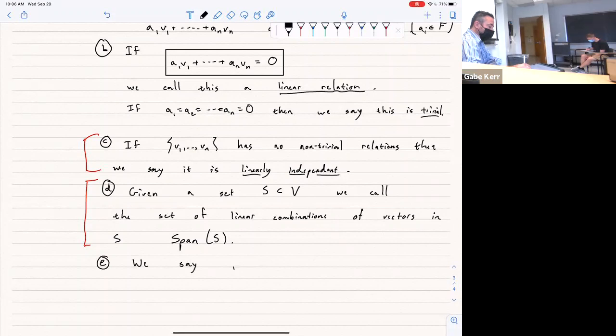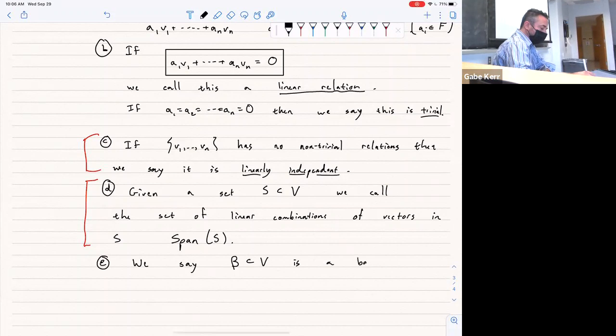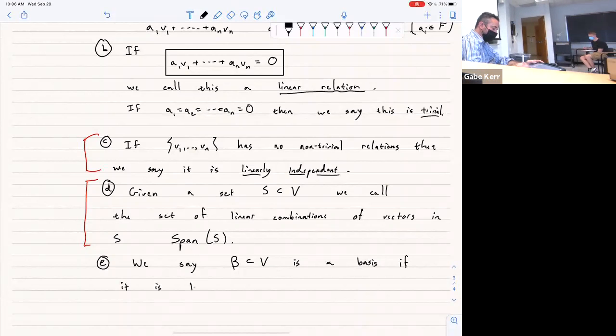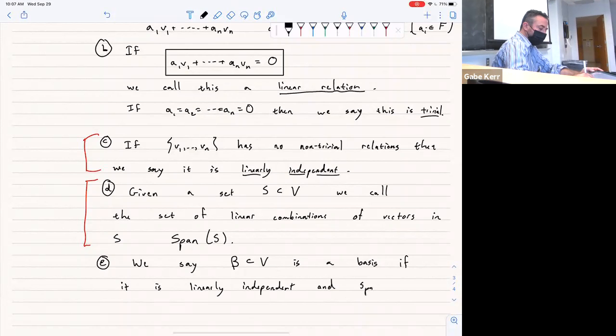We say B is a basis. Some people want B to be ordered, not just a set, but an ordered set. There's a reason for that, but I'm going to just leave it as a subset for now. So let's say B is just a subset. It's a basis if it's linearly independent and the span of it is everything.